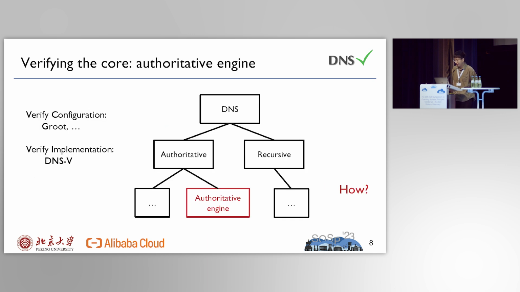Prior work, Groot, and a lot of existing work on network configuration verification focus on the correctness of the DNS configurations. SCALE from NSDI leverages formal methods based on the DNS specification, but it did not try to verify the real code of the DNS system. In this paper, we focus on verifying the code, and more specifically, we focus on the authoritative engine. It is the most important component of the DNS because DNS messages are ultimately generated from the engine. All right, the question is how to verify an in-production authoritative engine.